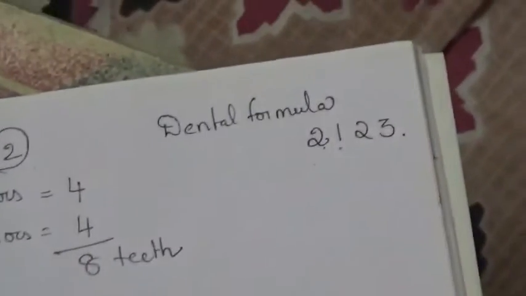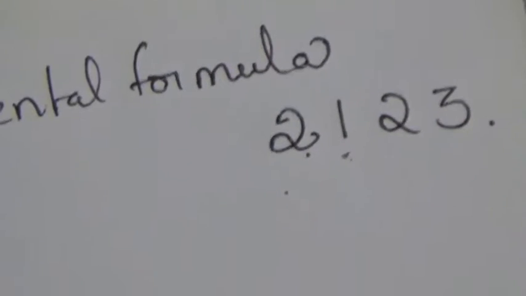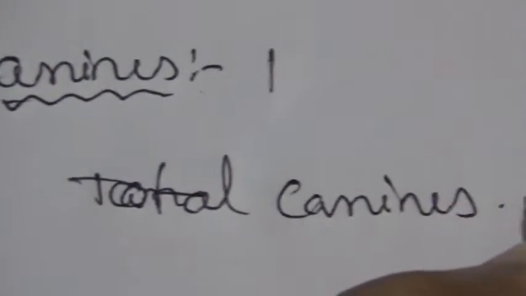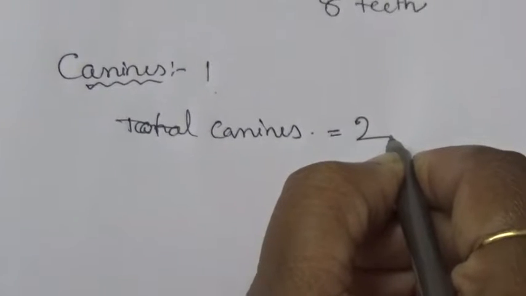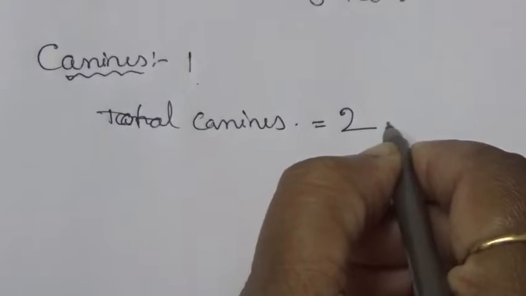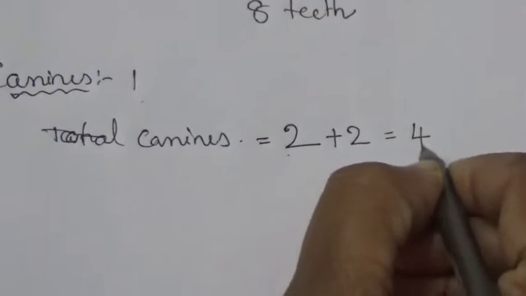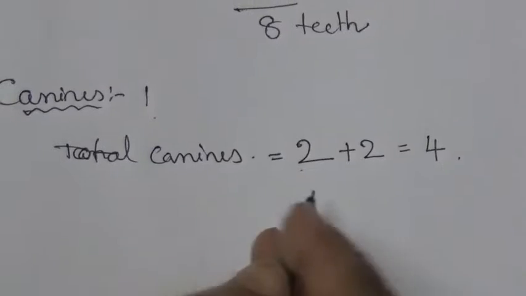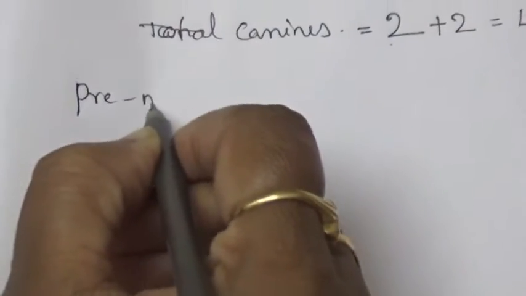Okay, just like that, canines. In this formula there is 1. So canines are from the upper jaw and lower jaw. Total canines from the upper jaw and the lower jaw, that is equal to 1 plus 1, 2. Upper jaw 2 plus lower jaw 2, hence 2 plus 2 is equal to 4.